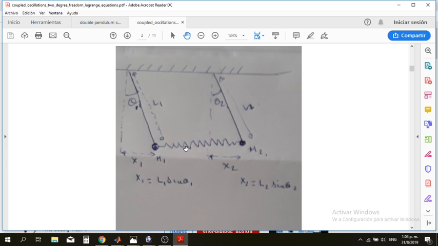The perturbation of the spring is given by x1, which is L1 times sine of theta 1, and x2, which is L2 times sine of theta 2. So the deformation of the spring will be x1 minus x2.